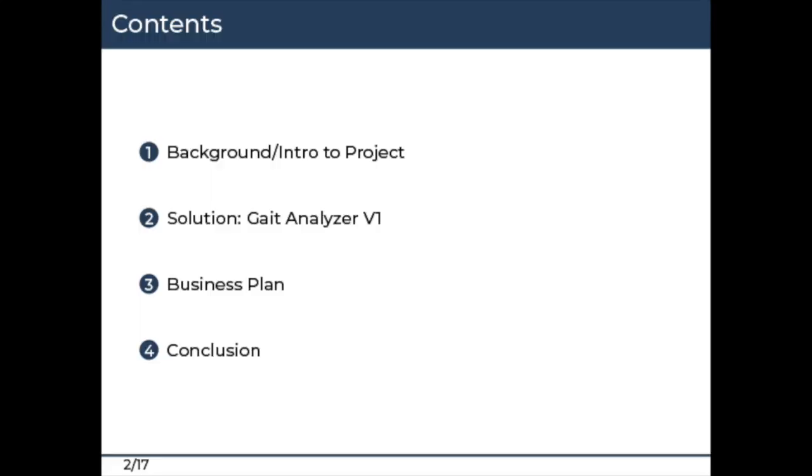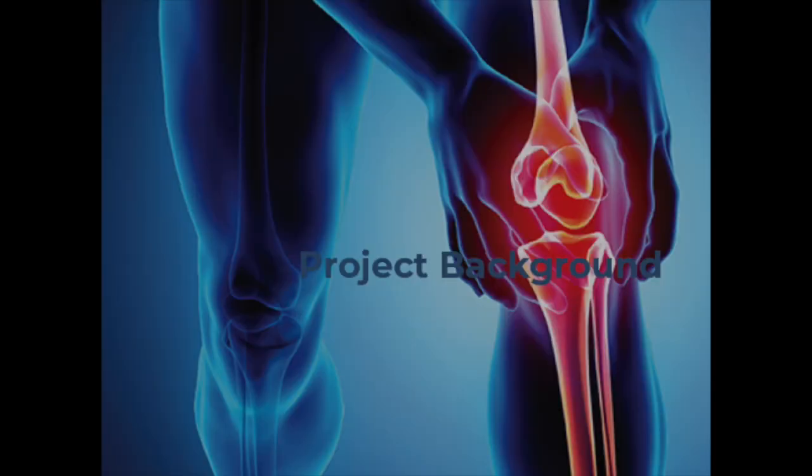For this presentation, we're quickly going to take a look at the background and introduction to the project. We'll look at the solution that we present, we'll analyze our business plan, and then we'll sum it up with a conclusion. Proceeding with the project background.